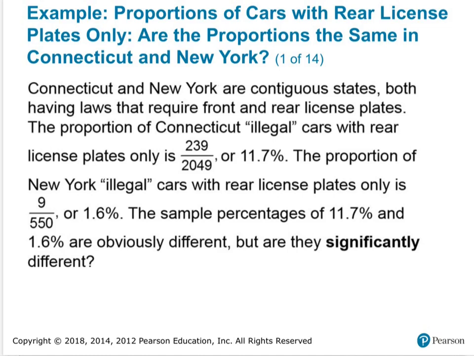Look at that. Why do you think in Connecticut, almost 12% of the cars are technically illegal with rear only, but in New York, it's only 1.6, because New York people are just more law-abiding? No, they don't have that many cars. They have a lot of bikes. A lot of taxis. Public transportation. So that would explain why there are fewer cars. But why is there a lower percentage? Because there are fewer cars. So would fewer cars make a lower percentage? Less people drive.